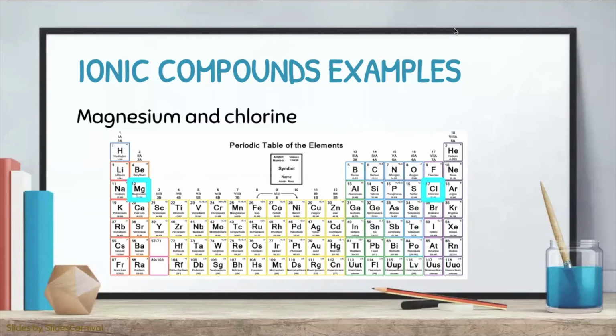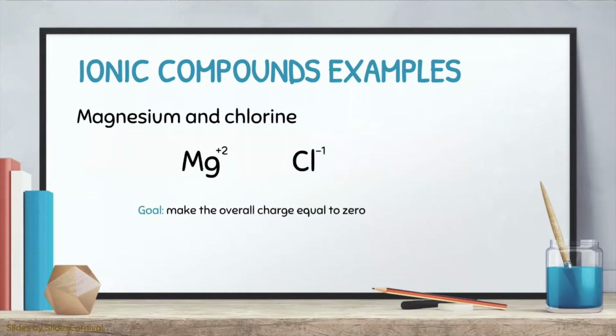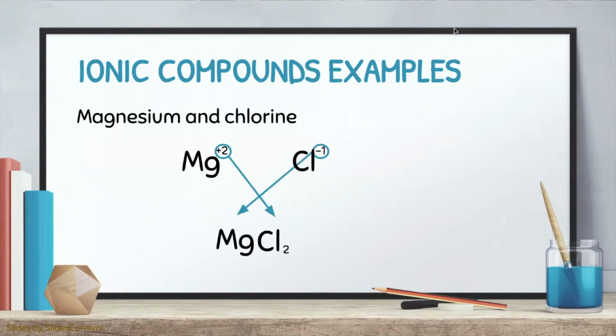Okay, so let me show you what one of these looks like. So I'm going to do magnesium and chlorine. Here's the elements on the periodic table for reference. The charge of magnesium is positive 2, and the charge of chlorine is negative 1. Like I mentioned before, we need to get the overall charge to 0. So what you do is cross the charges and drop them as the subscripts. Since the charge of magnesium is double of chlorine, you need 2 chlorines per every magnesium.